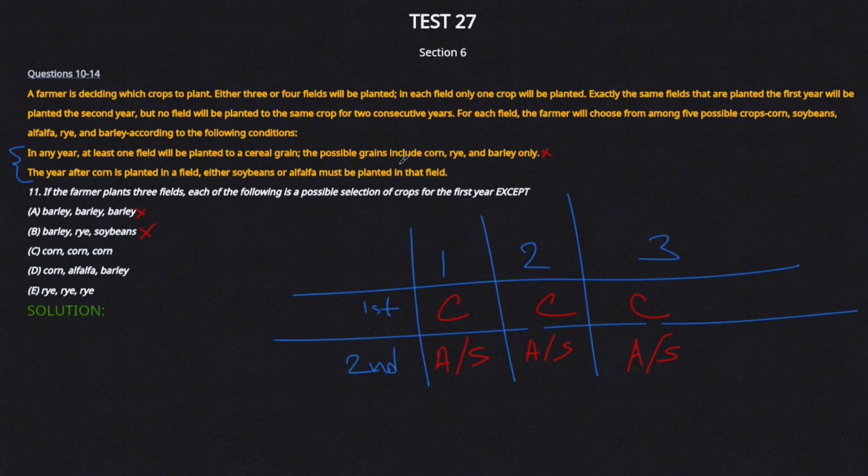But alfalfa and soybean are not grain crops or cereal grains, if you know what I mean. So we need either corn, rye, or barley. We cannot have corn here because from the last logic, we have to make sure that alfalfa or soybean are here. So this compilation is violating the first condition. So this option C will be our correct answer, because corn, corn, and corn cannot be planted in the first year.